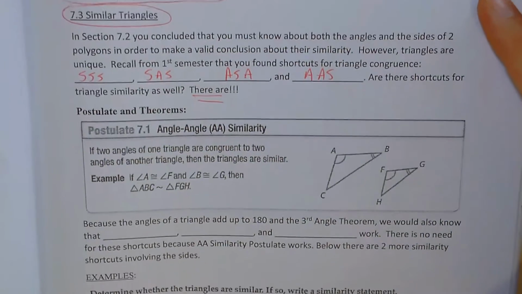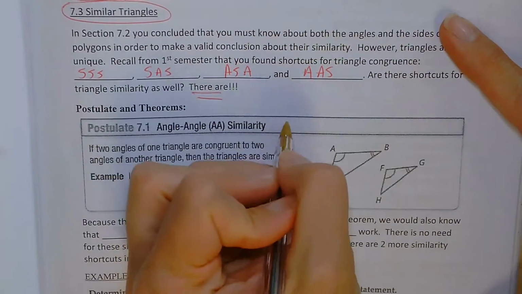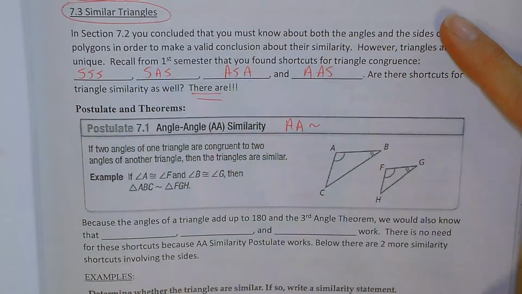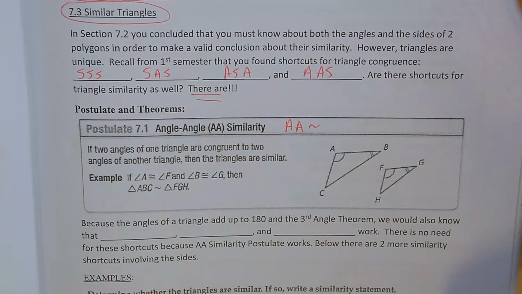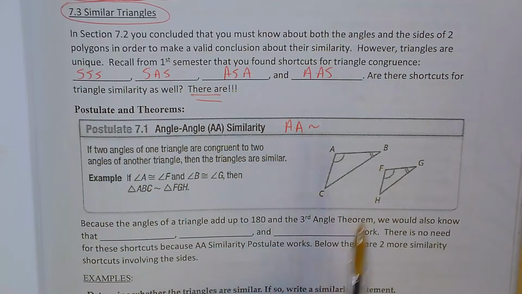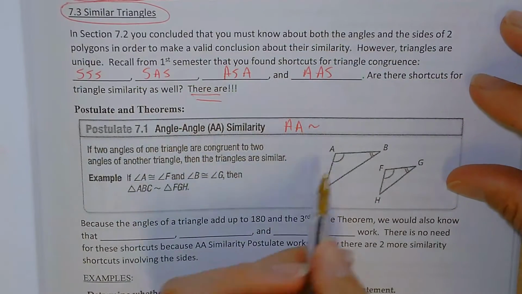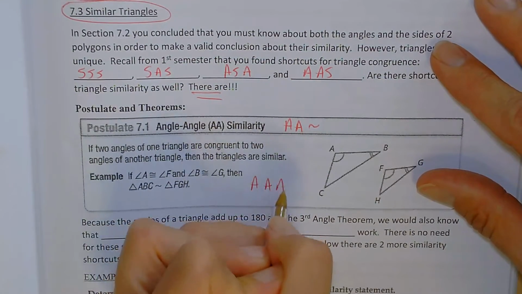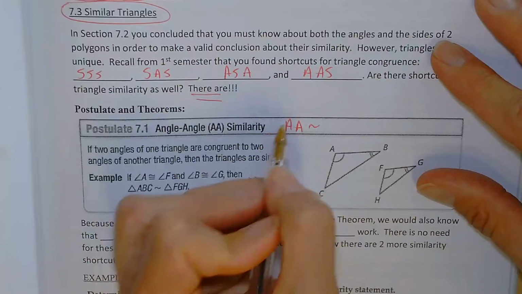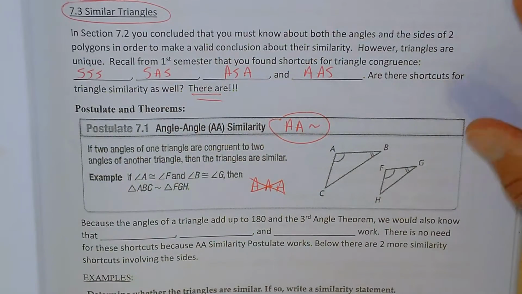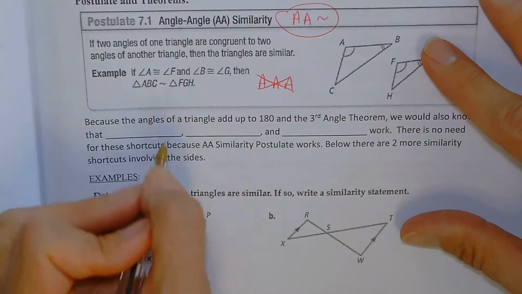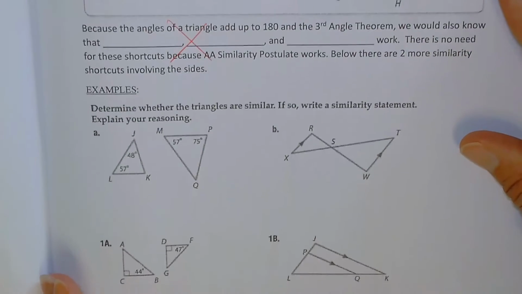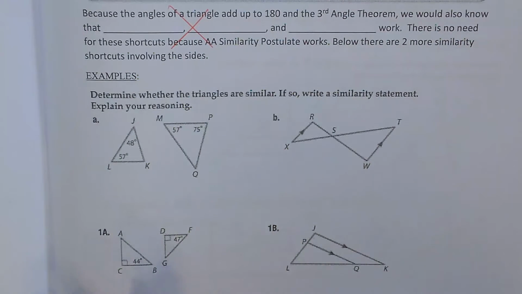The first one I'm going to talk about is AA similarity, and we usually write it like this, AA with a wave. AA similarity is used when you want to show 2 triangles are similar to each other, and you only need 2 angles, you don't need more than 2 angles. Keep in mind that some kids write AAA, but technically you don't need AAA, you just need AA. All right, so we're going to skip over this part. Let's go down and let me show you a couple of examples of how AA similarity works.